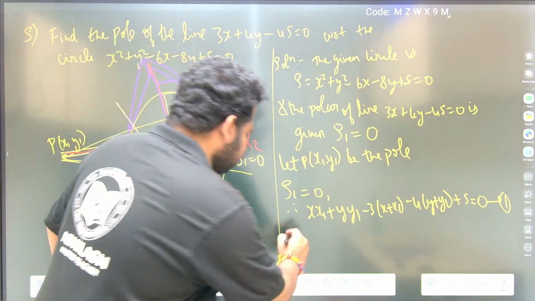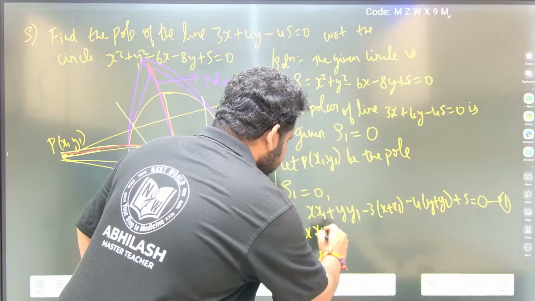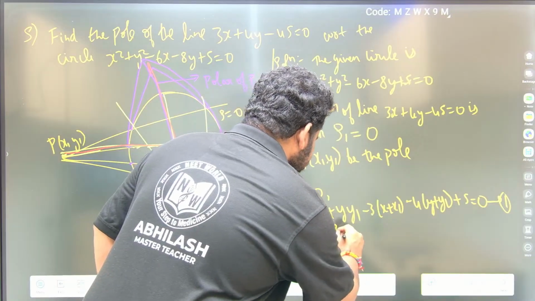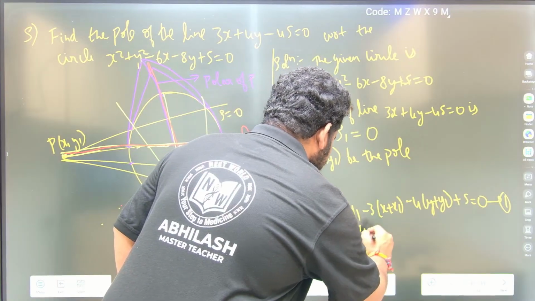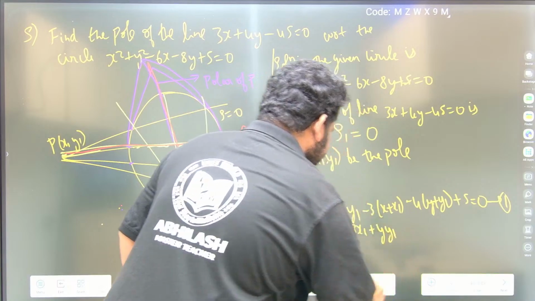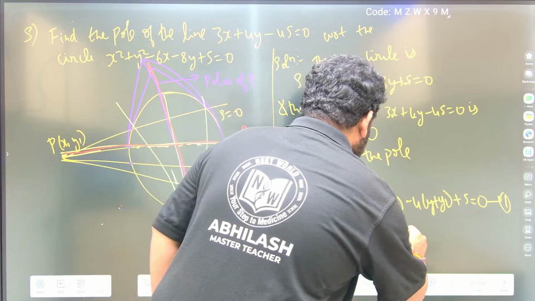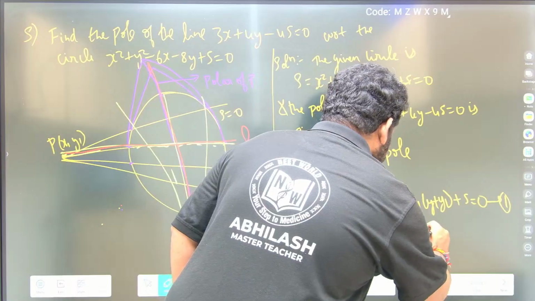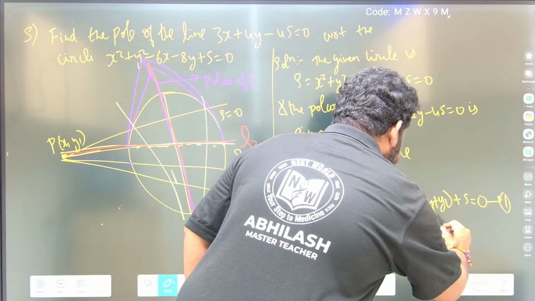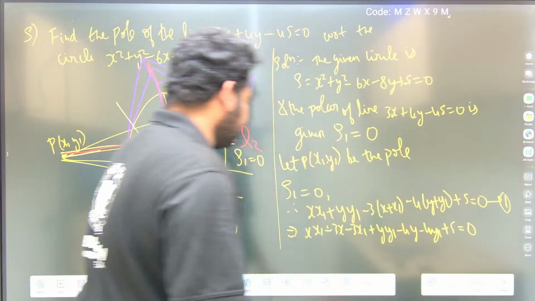Now let us simplify this. This implies x into x1. What I can write? Minus 3x minus 3x1 plus y into y1. Write all the y's and x together. Minus 4y minus 4y1 plus 5 is equal to 0.